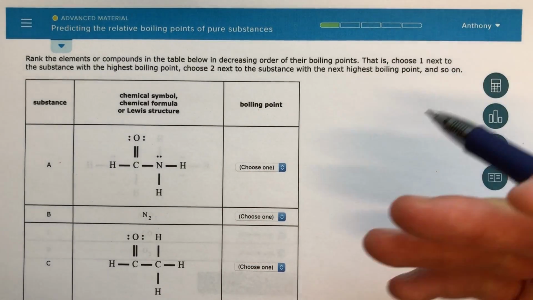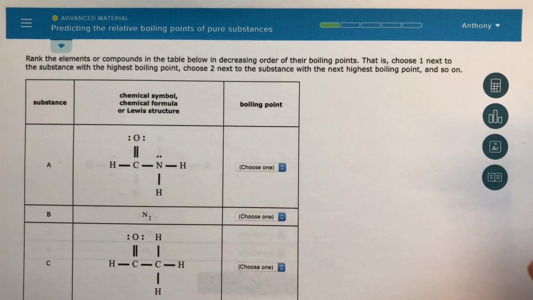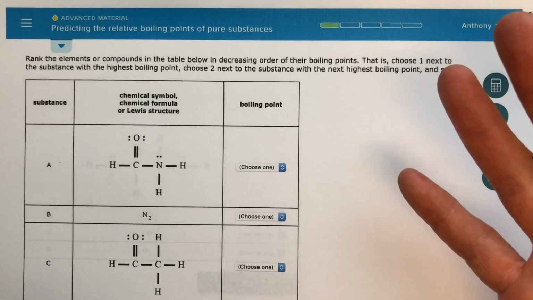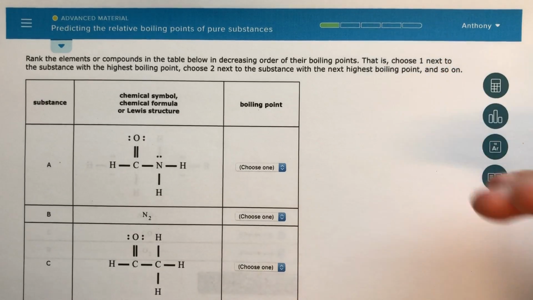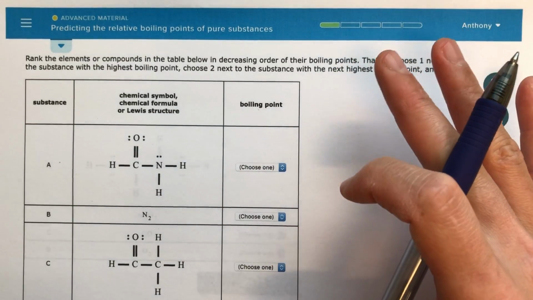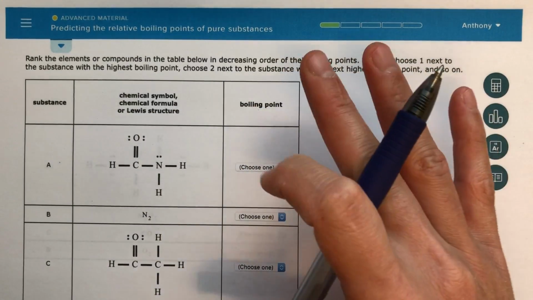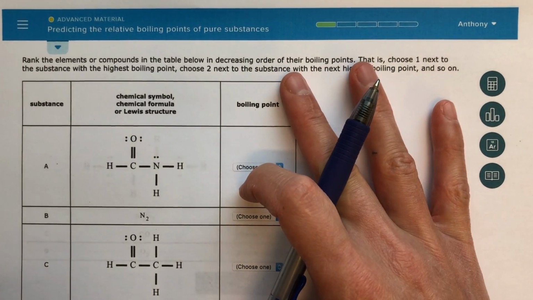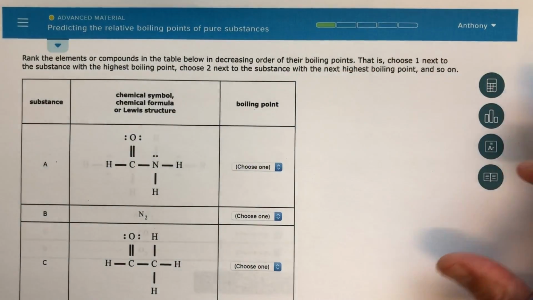So then we need to think about our different intermolecular forces that are going to be at play: dispersion forces, dipole-dipole interactions, and then obviously hydrogen bonding. And in this problem, I'm going to go through a variety. I'm going to go through 3 different examples of the same problem. So let's go ahead and get into it.